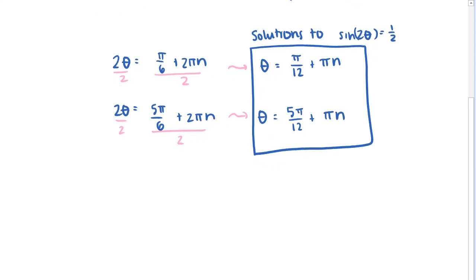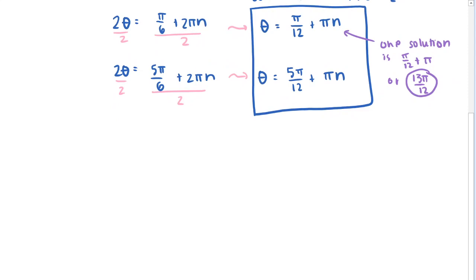And so here, maybe let's check one example. Let's look at this family of solutions. One such solution would be pi over 12 plus pi times 1, and this would be equal to 13 pi over 12. So let's check 13 pi over 12. Let's see that this is in fact a solution to our equation sine of 2 theta is equal to 1/2.